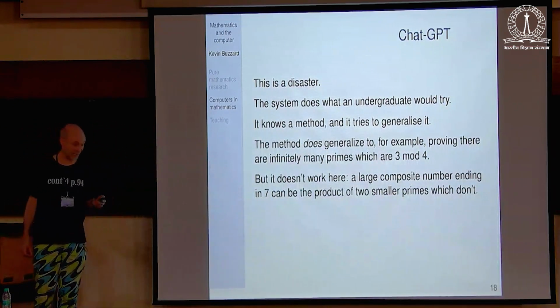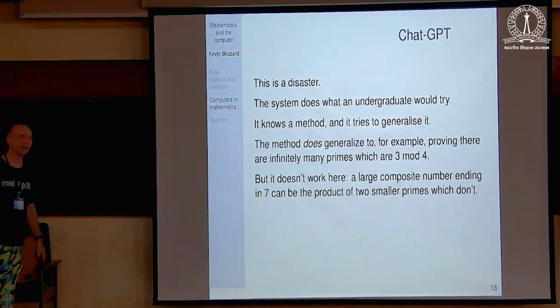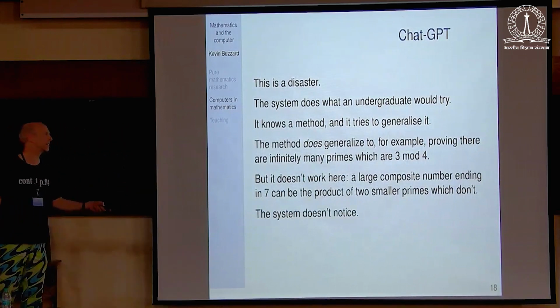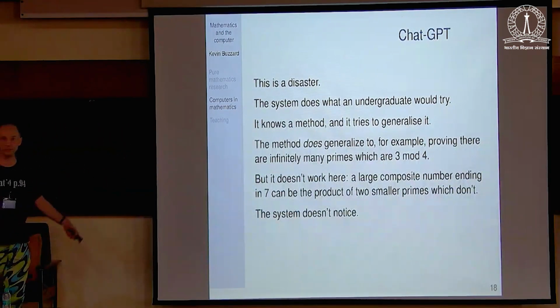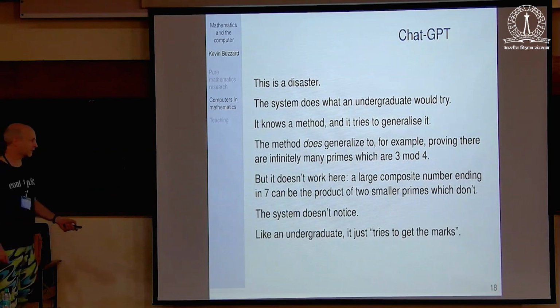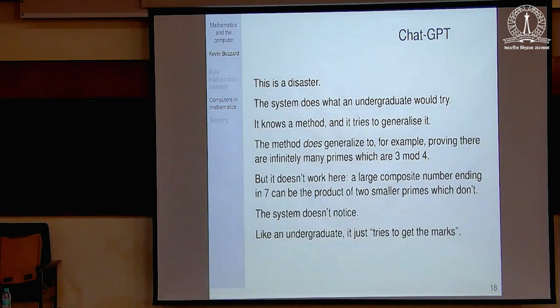And the large language model has no idea, because it's not thinking, it's just seeing that this technique sometimes works, and it's confidently saying, yeah, it works in this situation. The system doesn't notice, it gives a plausible but utterly wrong answer. So, okay, a large language model, right? It's just trying to get the marks. That's the thing. It knows a technique that sort of works, and so it tries to generalize it. It knows a method, and it can't think of anything else, so it tries the method.